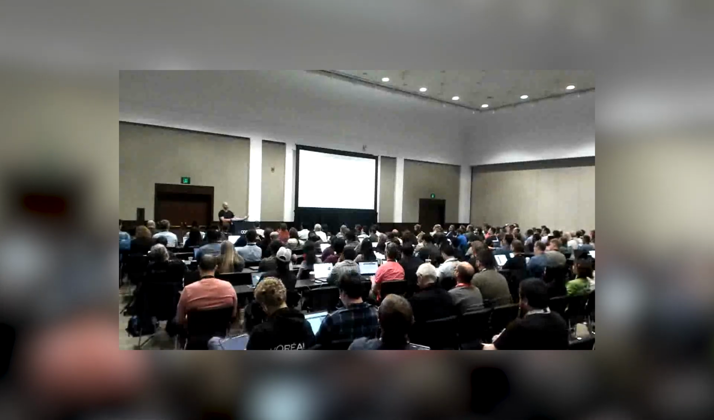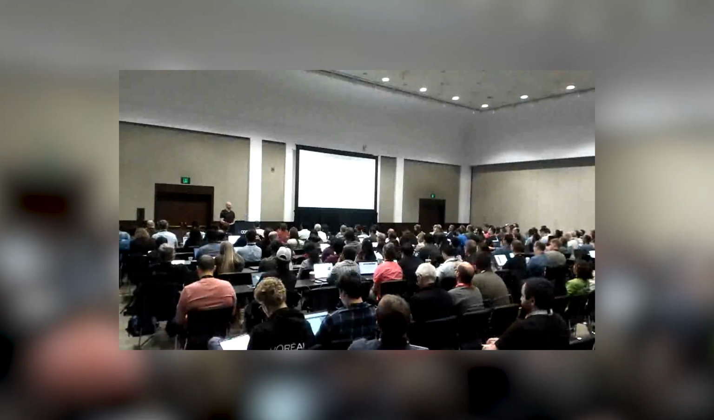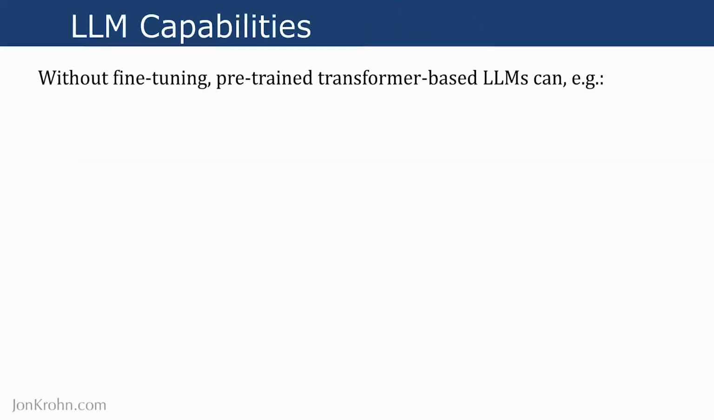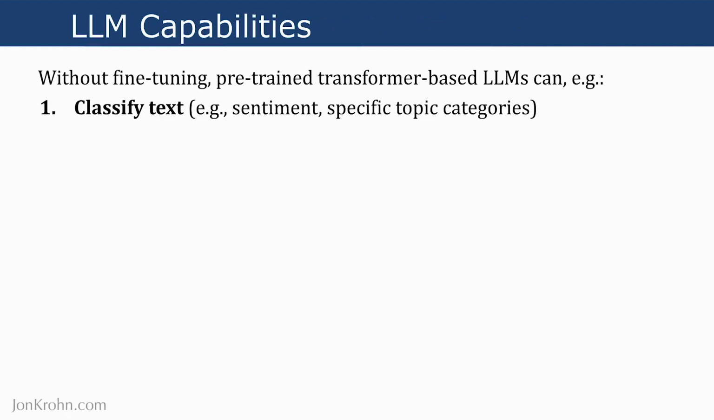So we've gone over an introduction to LLMs. Now let's talk about the breadth of LLM capabilities. Without fine-tuning, pre-trained transformer-based large language models can, for example, classify text. This means that they can take natural language and do sentiment analysis on it, say that it's positive or negative. Or you can have your own specific categories.